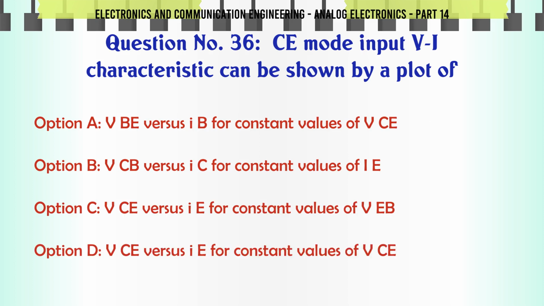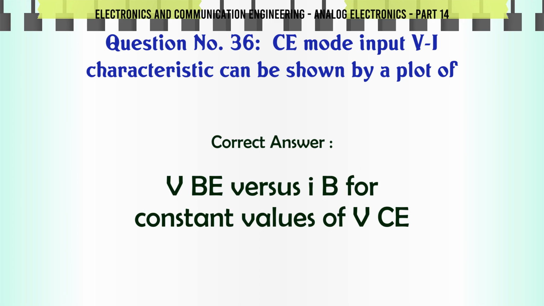CE mode input VI characteristic can be shown by a plot of A. VBE versus IB for constant values of VCE, B. VCB versus IC for constant values of IE, C. VCE versus IE for constant values of VEB, D. VCE versus IE for constant values of VCE. The correct answer is VBE versus IB for constant values of VCE.